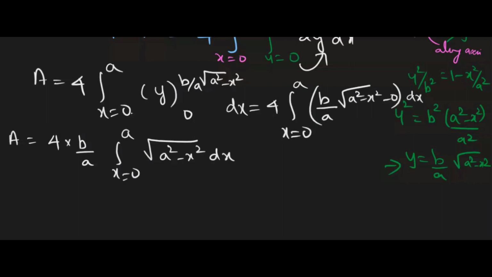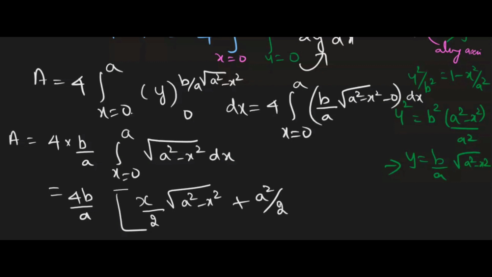For this you can use the direct formula. Of course, we got this derivation by substitution. You can use the direct formula: x by 2 into root of a square minus x square plus a square by 2 sine inverse of x by a. And what is the limit? X varies from 0 to a. So the integral of root of a square minus x square is this thing.